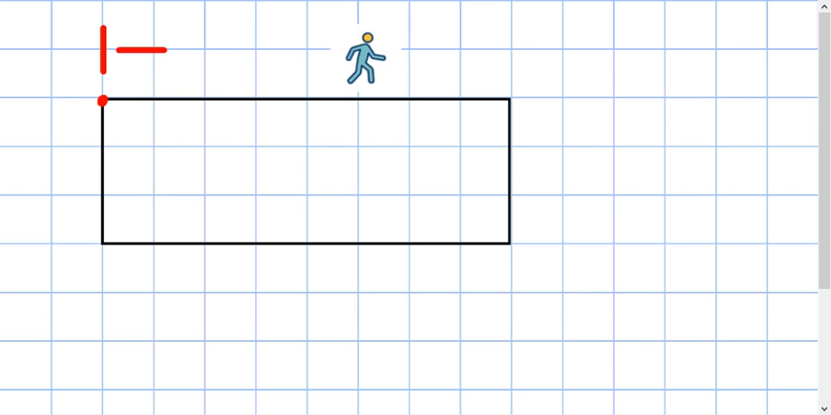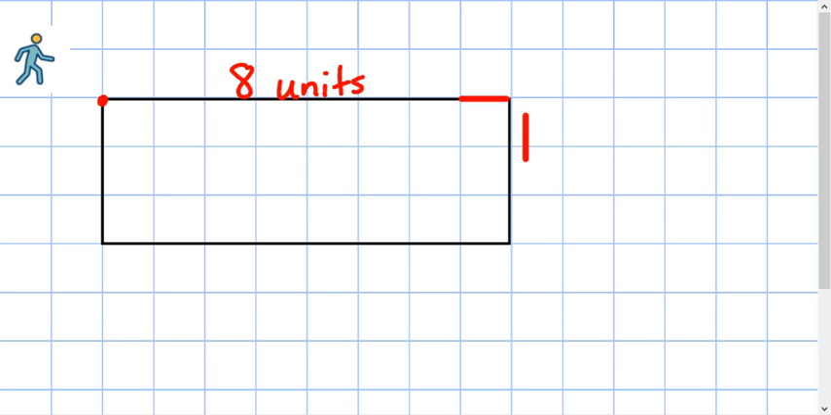I would walk this side, and then this side, and then this side, and then this side, and I want to know how far did I walk. So I need to first find the length of each side. So remember when you do this, you're counting the edges of the box. So you would count 1, 2, 3, 4, 5, 6, 7, 8. So that rectangle is 8 squares long. So it's 8 units long. And then it is 1, 2, 3 units tall.